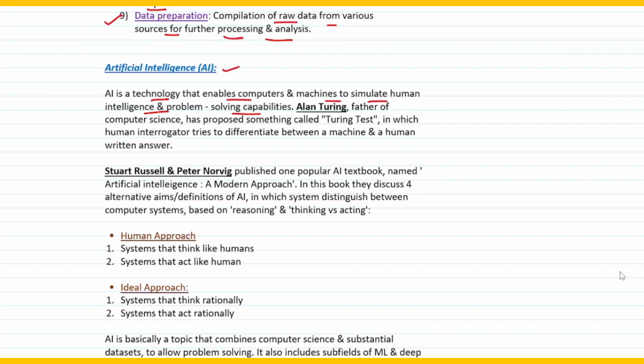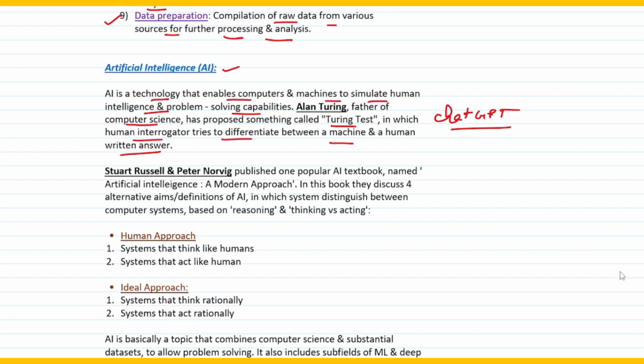Okay, there is a person called Alan Turing. He is called the father of computer science, right? He has proposed something called the Turing test, in which a human interrogator, meaning someone who asks you questions, tries to differentiate between a machine and a human written answer. So for example, the best way of understanding is ChatGPT, right? Nowadays anything that you want, you can simply type in ChatGPT and you would get an answer for that. Or even Google for that matter, right? But ChatGPT is an advanced version of what we see here in artificial intelligence, right? So AI is basically a technology that enables computers and machines to simulate human intelligence and problem solving capabilities. Alan Turing, father of computer science, proposed the Turing test, in which a human interrogator tries to differentiate between a machine and a human written answer, right?